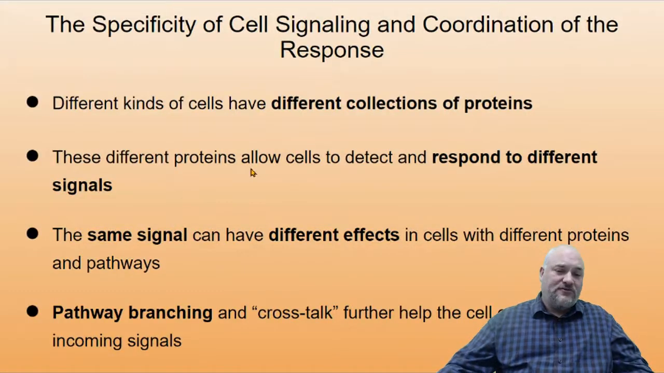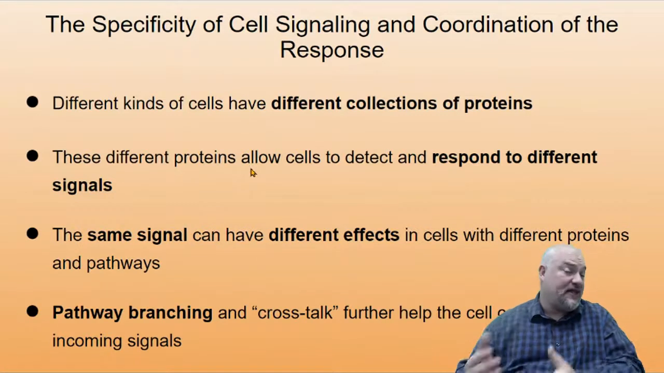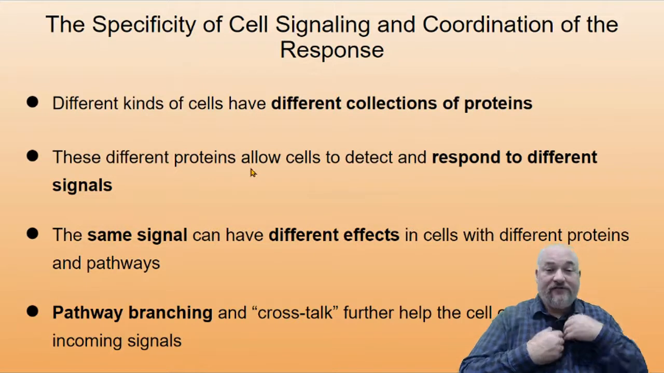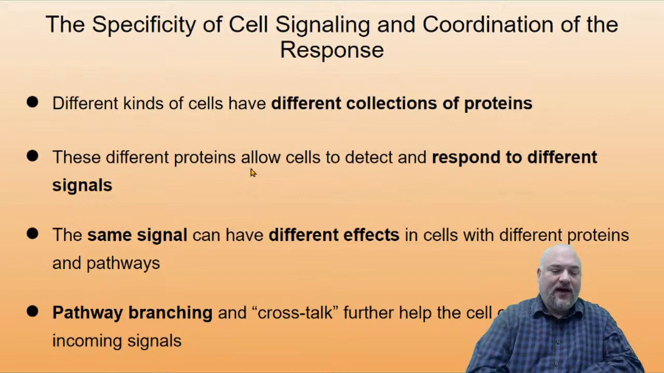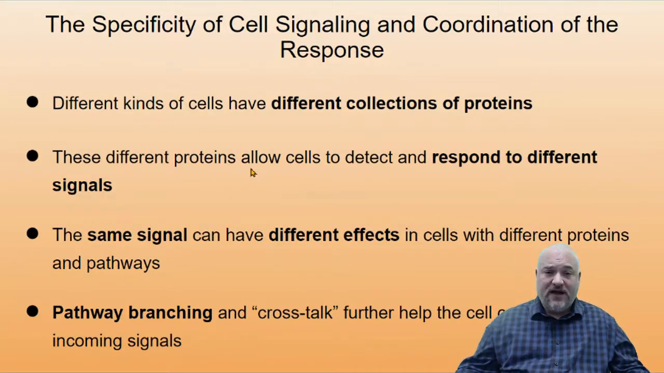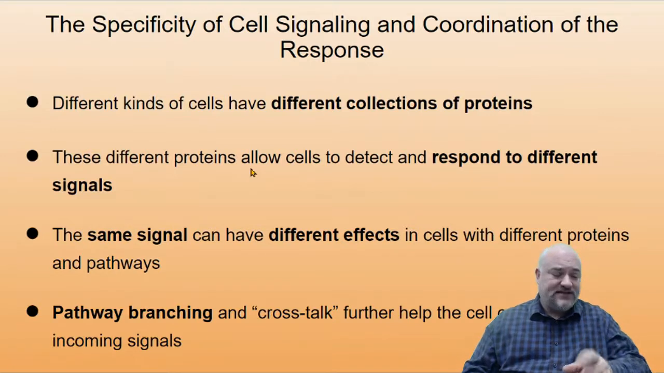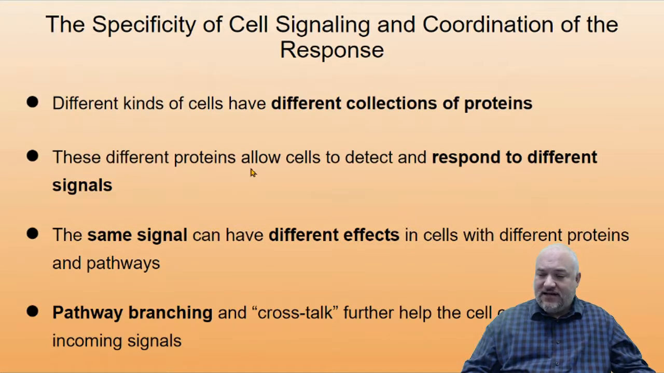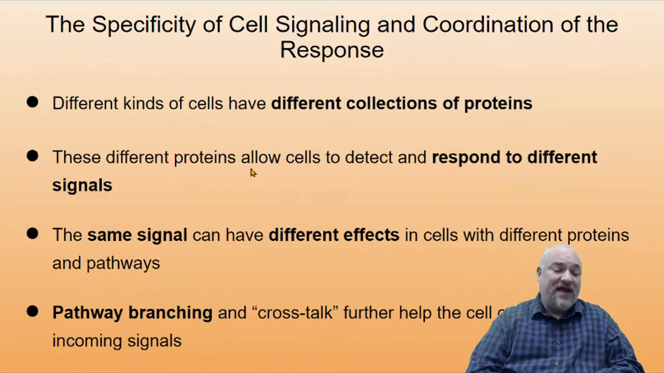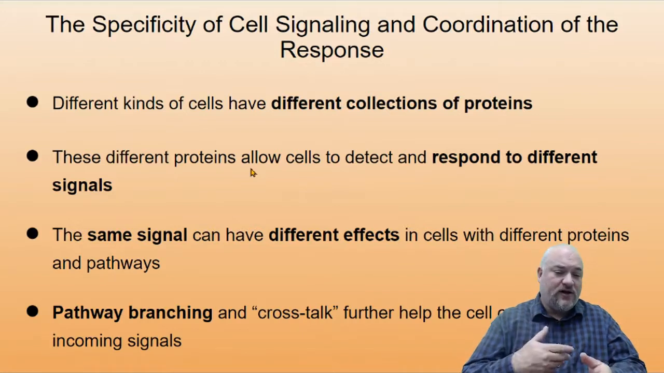Also specificity, which we talked about in the past a bit. Different kinds of cells have different collections of proteins. These different proteins allow cells to detect and respond to different signals, like your heart responds to epinephrine, but your earlobe doesn't. That same signal can have different effects in cells with different proteins and pathways. So one hormone can cause this cell to grow, but cause that cell just to increase its metabolism, for instance. And we can also have pathway branching and crosstalk, which further helps the cell coordinate incoming signals.